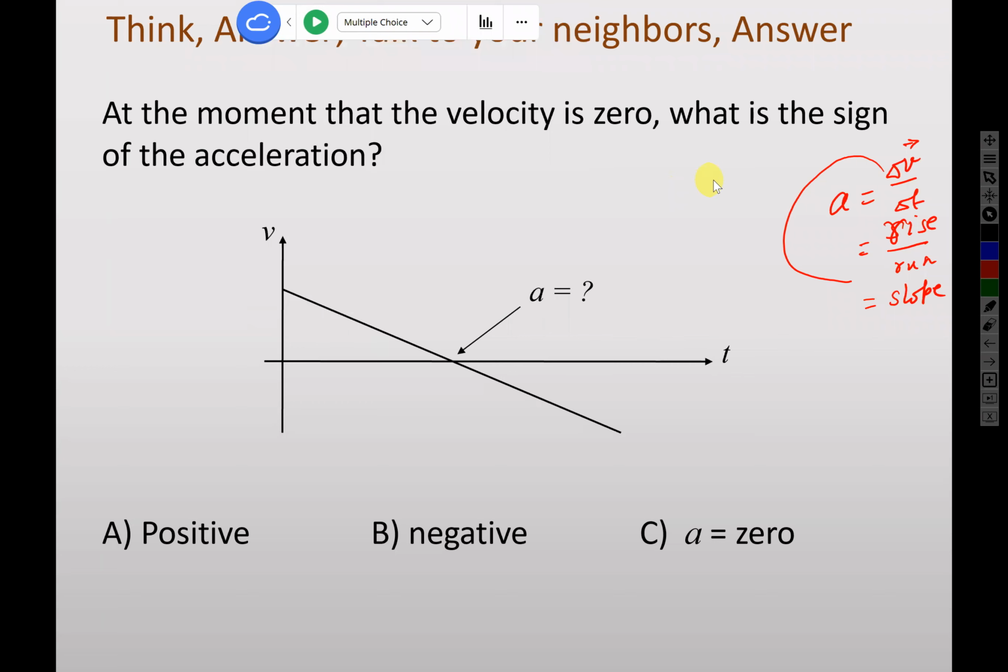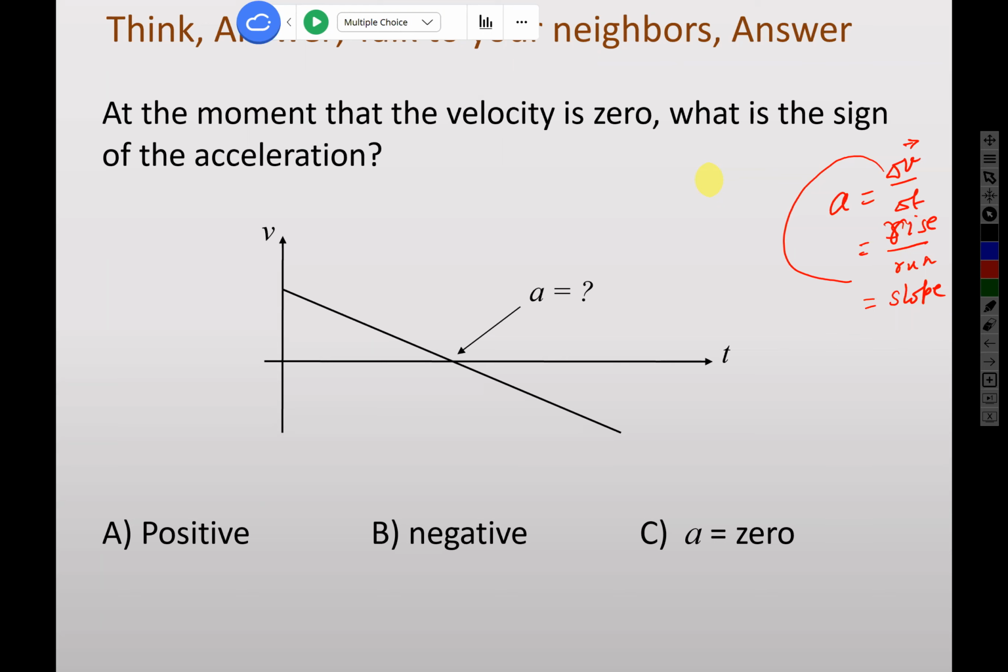So can somebody explain why acceleration is not 0 here, but negative? I can explain. Yes, please. I got that it was negative because the slope of velocity is still going down. It hasn't leveled out. So your slope is still negative. And as we know, acceleration is the slope of velocity. So that's why it's negative.